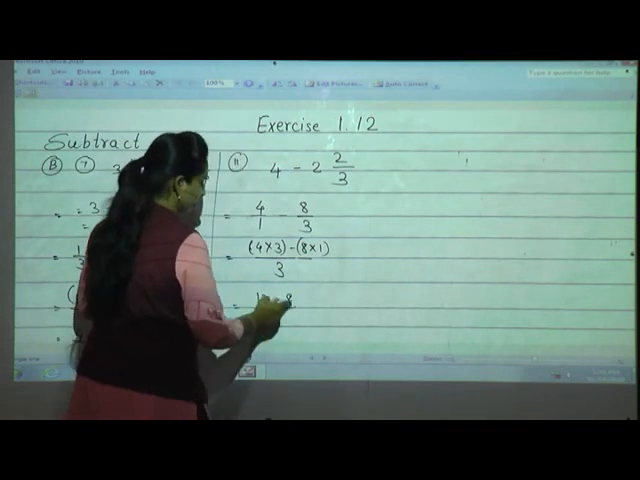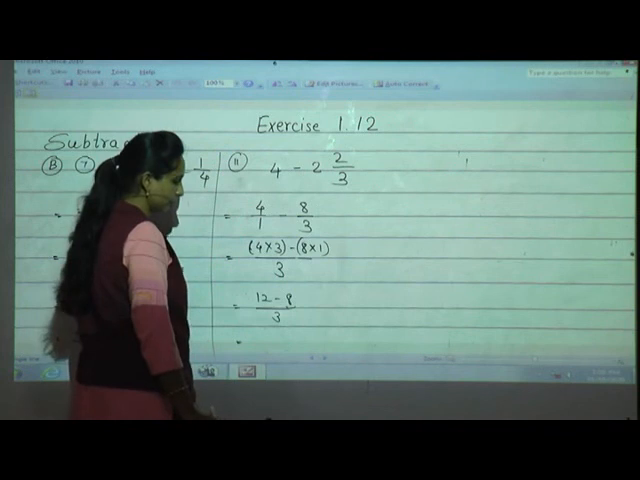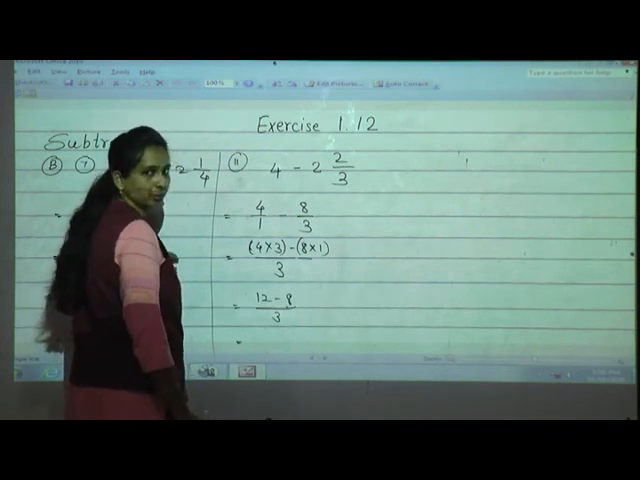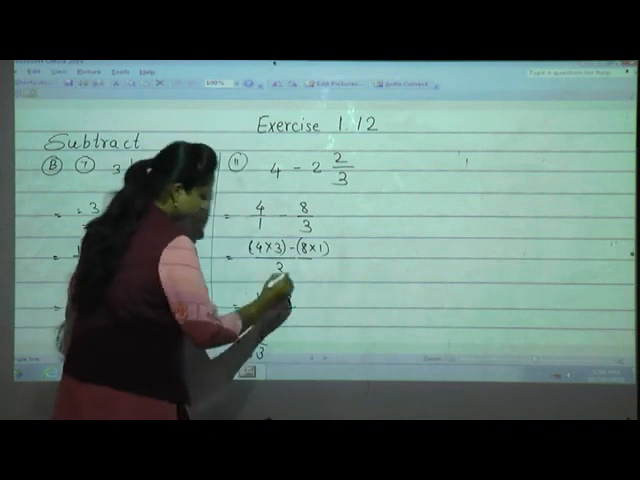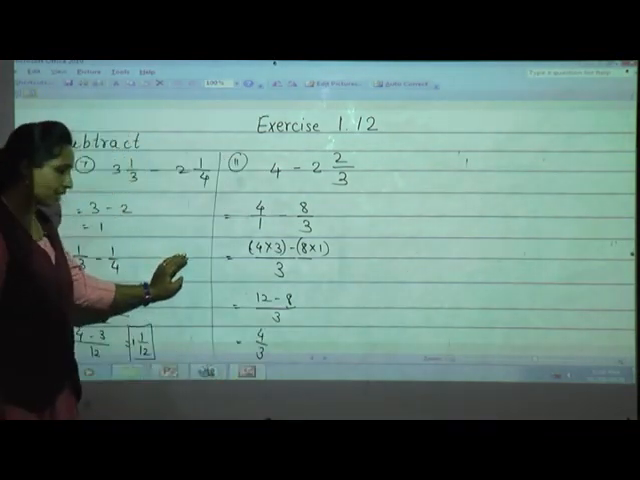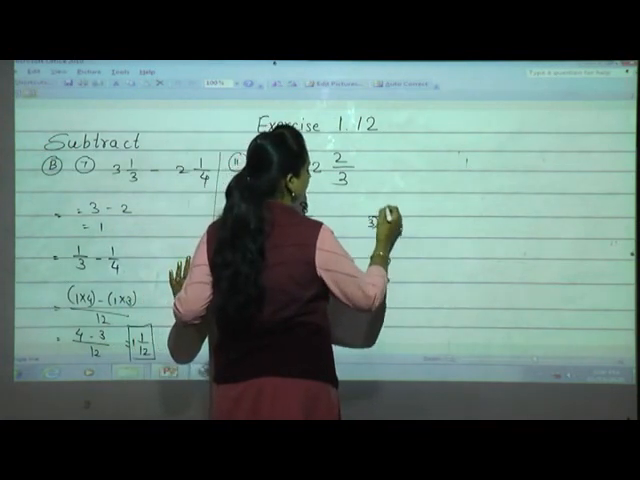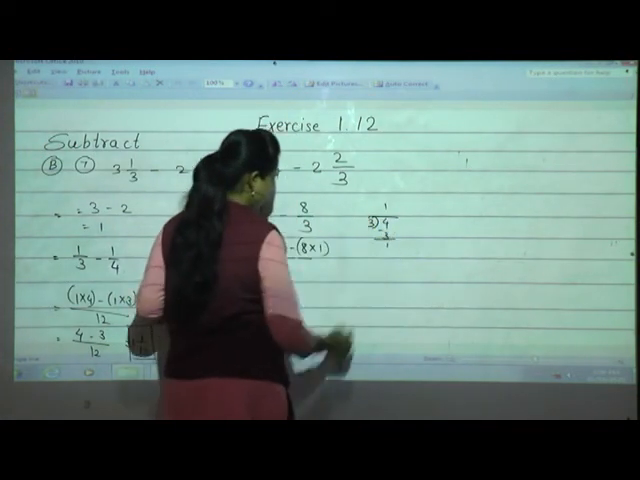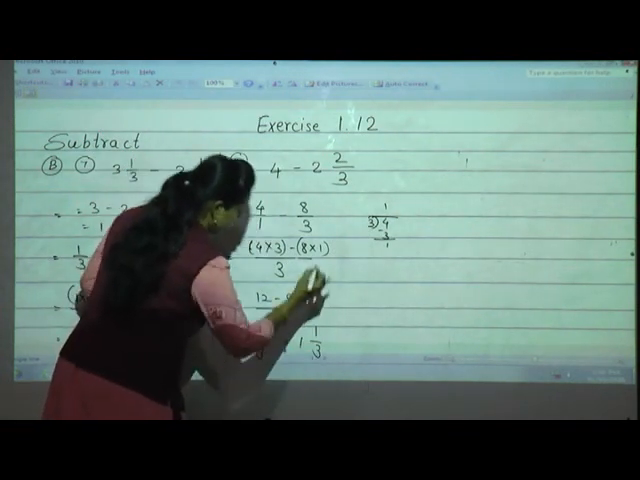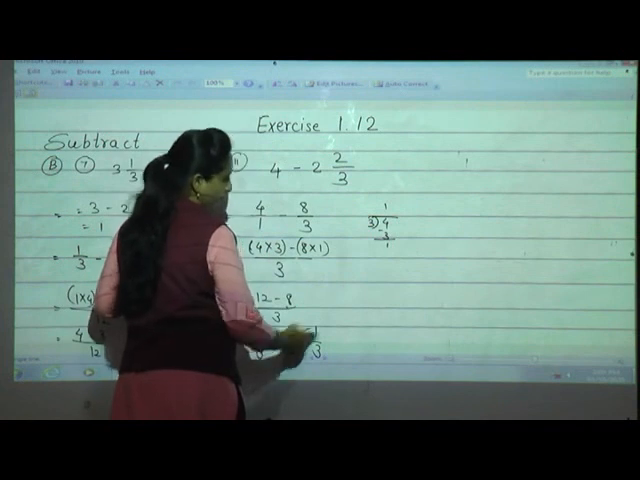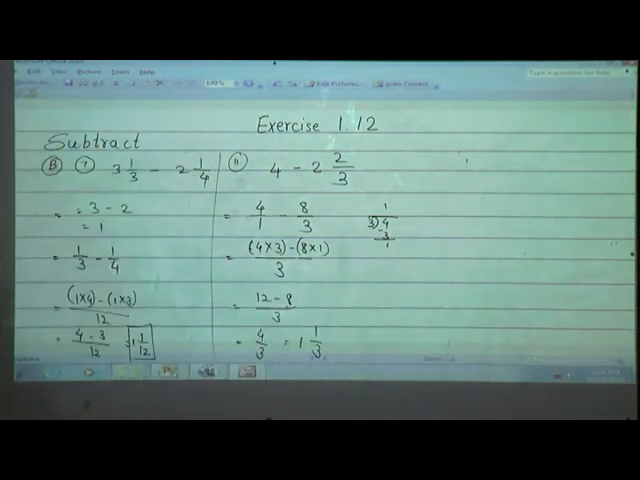Now do the subtraction. 12 minus 8. Yes, tell me. Come on. 4 upon 3, but it is a mixed fraction, so 4 divided by 3, 3 ones are 3, 1 is remaining. So the answer is 1 1 upon 3. Quotient is 1, remainder is 1, and the denominator is 3.